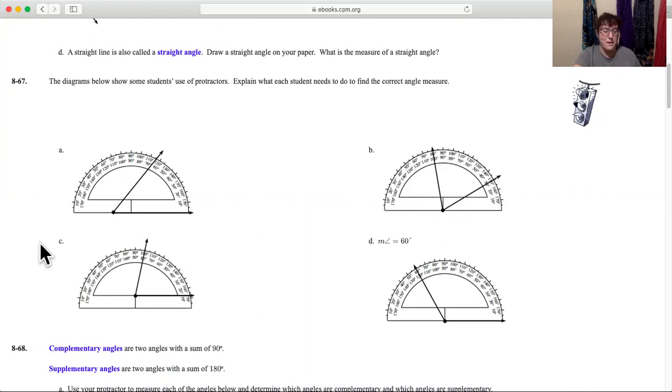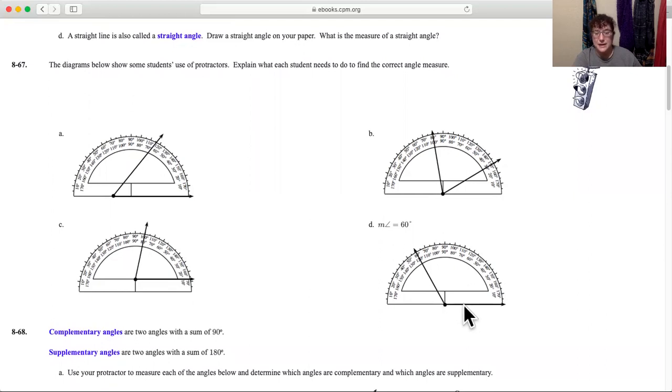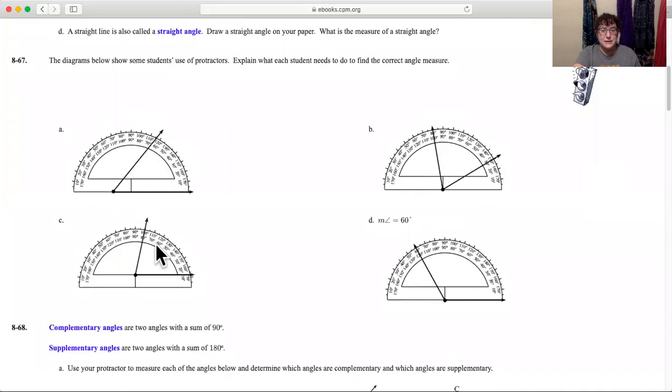This one, they have the vertex in the middle, and it looks like the ray is lined up with the straight edge, but actually there is a whole 10 degrees. So it would need to be moved so that the vertex is at the bottom part of the protractor, because right now you're measuring 10 degrees less because of this gap right here. And then this one, it has the vertex in the middle, the line is lined up with the bottom of the protractor, and then the arrow points up and it says measure of angle is 60 degrees. Well, we know this is greater than 60 degrees because it's bigger than the L shape. So then you look at the other number that's available, it's 120 degrees. So just write little sentences for these ones.